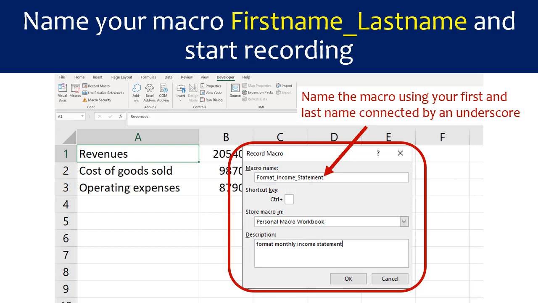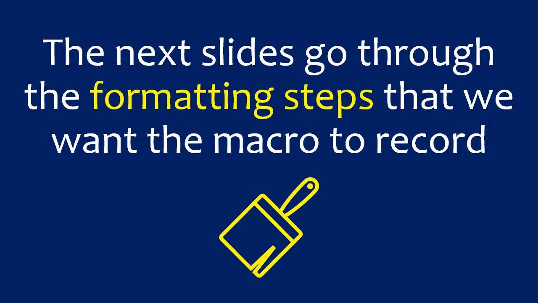recording process. We are now going to be performing those formatting steps we listed in earlier slides. We are going to perform the formatting steps next in the income statement worksheet we just opened. Again, you can download the complete list of steps at http://tiny.cc/macro01.